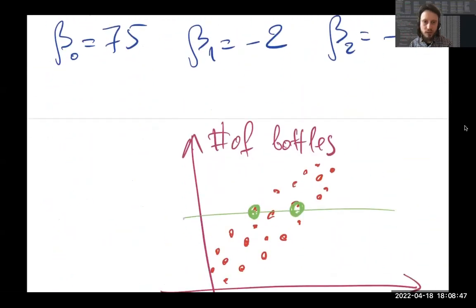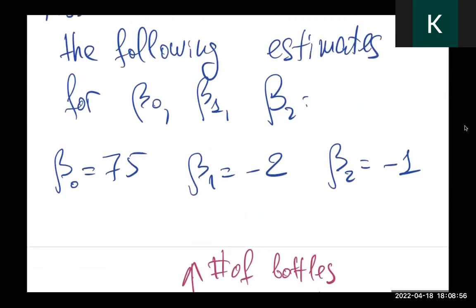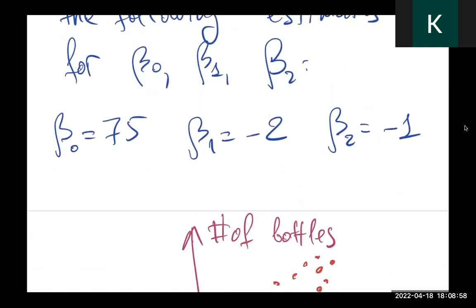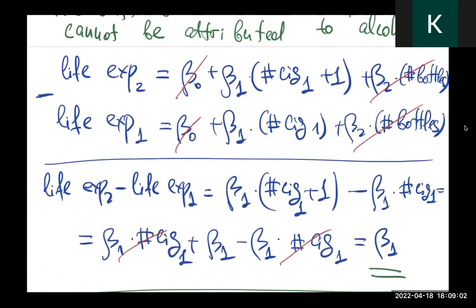Some other questions about this part? Yes, I guess I missed the last formula with beta 1, beta 0, beta 2. This one? Yes. Why do we have this plus 1?